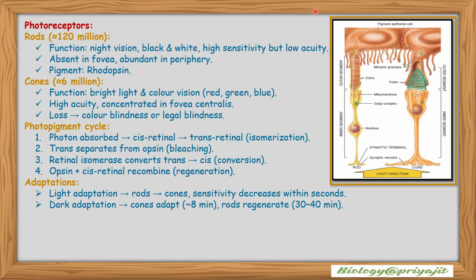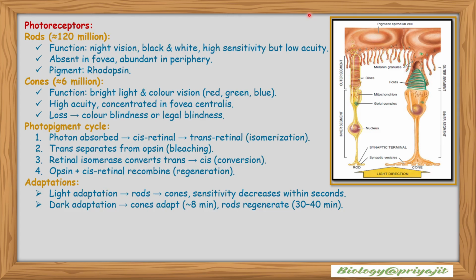Photopigment cycle, how light is detected and reset. When light or a photon hits, cis-retinal changes to trans-retinal. It is called isomerization. Trans-retinal separates from opsin. This is called bleaching. There is an enzyme, retinal isomerase, which can convert trans-retinal back to cis-retinal. Cis-retinal then recombines with opsin, restoring the pigment for the next light signal.